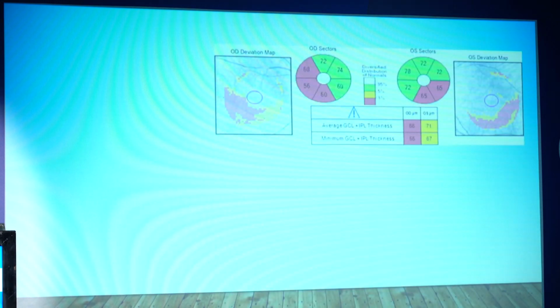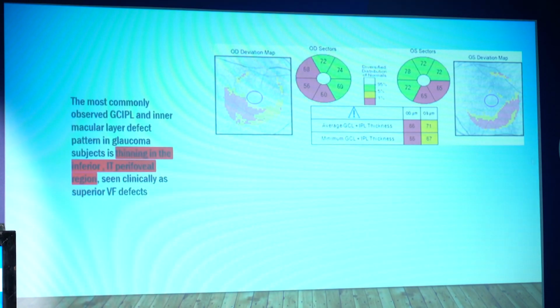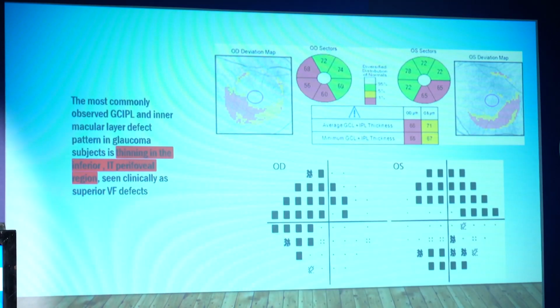So generally, as we can see, there is inferior temporal thinning, which correlates with the red areas on the sector analysis in both the eyes. And this is the hallmark, which also correlates with the visual field, which shows a superior defect.